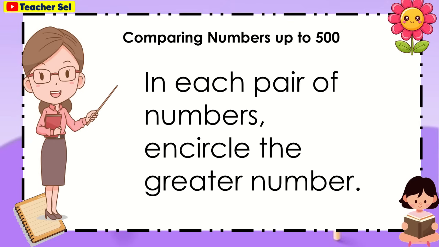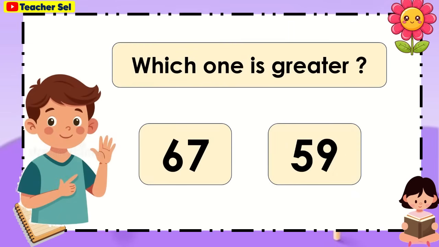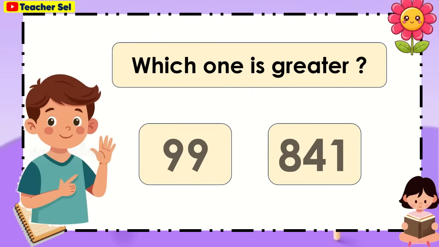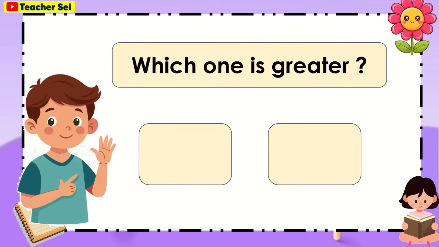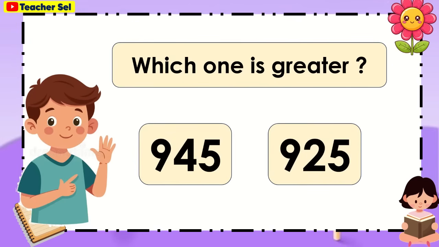Comparing numbers up to 500. In each pair of numbers, encircle the greater number. Which one is greater, 67 or 59? You're right, it is 67. 99 or 841? Very good, it is 841. 945 or 925? You're right, it is 945.